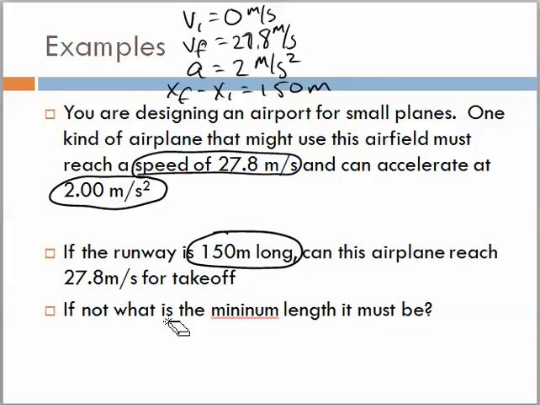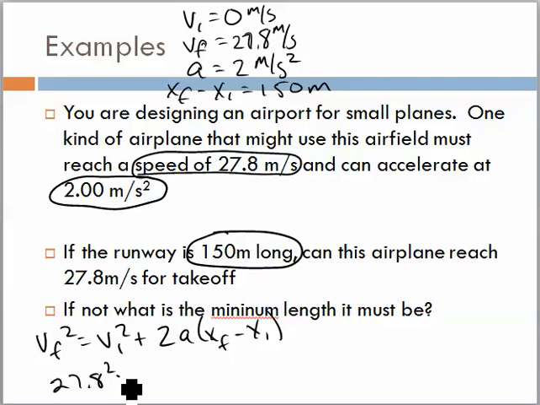Now, it says, if not, what is the minimum length it must be? I can use that same equation now and say, okay, now I'm going to put 27.8 squared equals 0 squared plus 2 times 2. A lot of times I just simply put an x for that displacement and solve for x. I'm going to let you go ahead and try that for tomorrow.